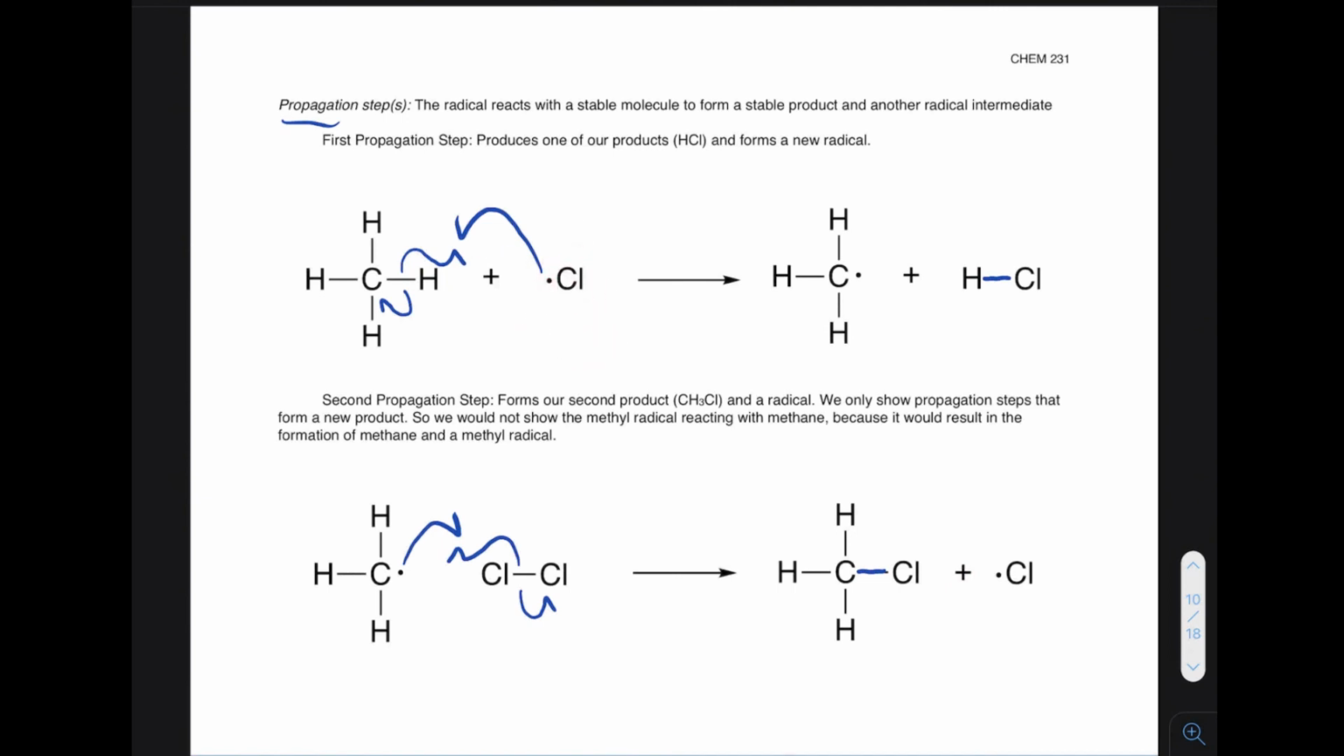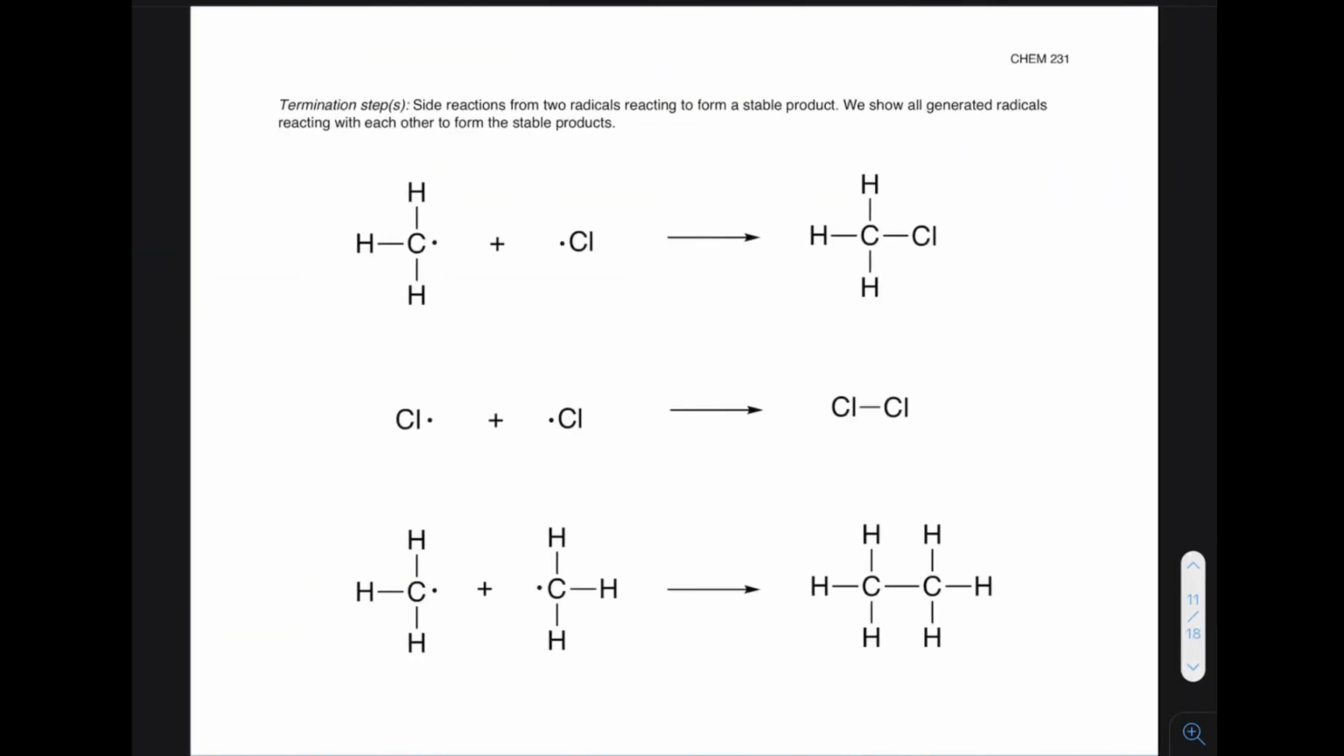And so when does it all end? That comes from the termination step. These are side reactions from two radicals reacting to form a stable product. Once we have two radicals reacting, the reaction is over. It can no longer continue. Kinetically, there are not many radicals in a solution at a time, so the chances of terminating are a lot lower. It's more likely the radical will react with a stable product. But eventually the radical reaction will end when it comes into contact with another radical species.